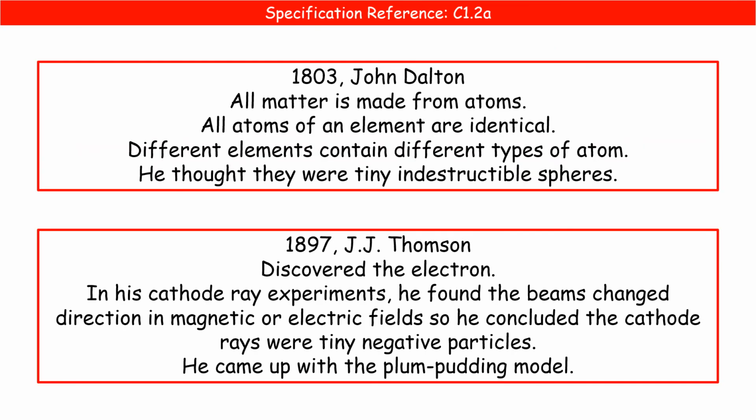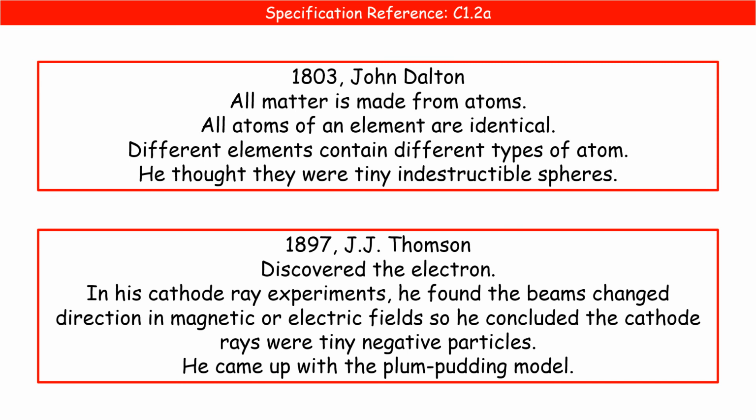The next little bit we need to understand, and the last little bit of today's booster, is the different scientists involved in developing this structure of the atom that we know today. First one we go back to is John Dalton, and he came up with this idea that all matter is made of atoms, and that these atoms are identical in one element, but different elements contain different types of atom. He described them as tiny, indestructible spheres. If you remember only one thing that Dalton came up with, tiny indestructible spheres is the phrase to stick in your head.